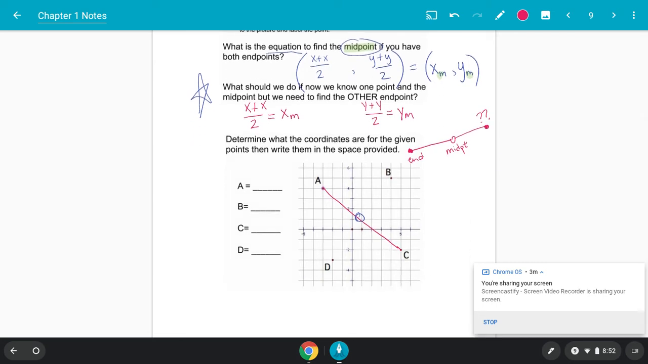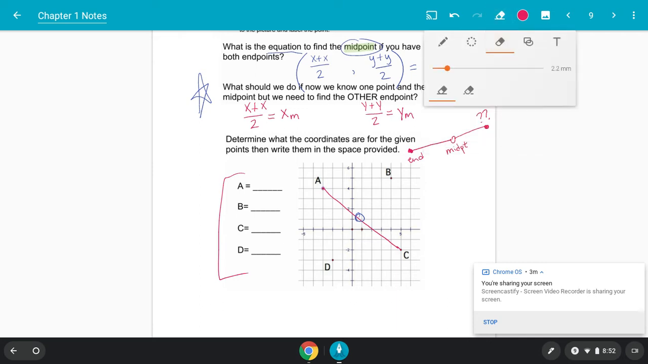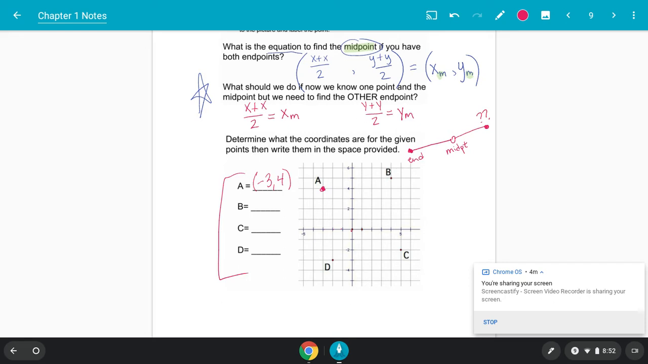So the first thing I'd like you guys to do is pause this video, and I want you to determine what these coordinates are. So I'll do the first one, and then I want you to pause the video. For A, for example, I want you to tell me what that coordinate is. If you start in the middle and you go backwards 1, 2, 3, -3, and then you go up 1, 2, 3, 4, that coordinate is -3, 4. So if you could please pause the video and try to figure out what B, C, and D are.